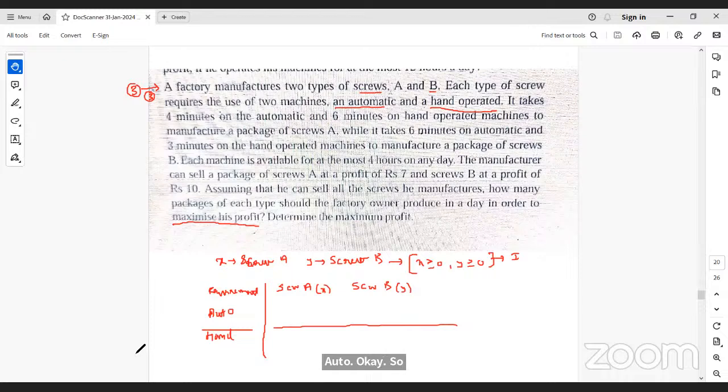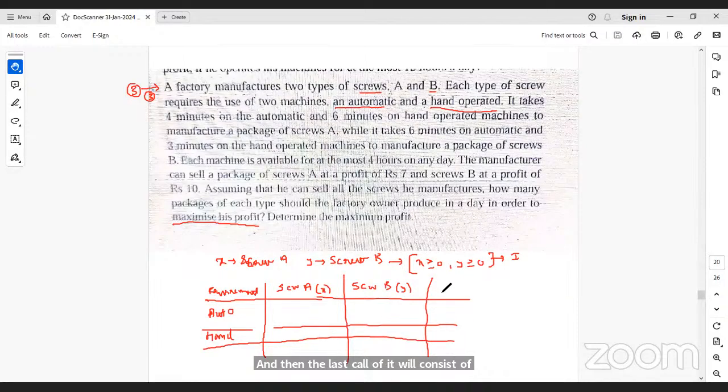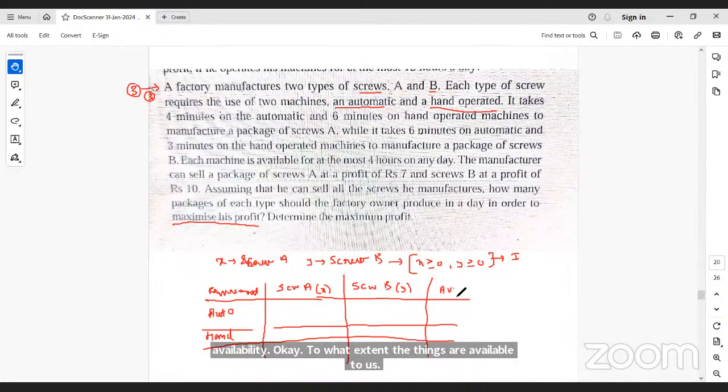By again reading the question, we can fill in the blanks here. Pay attention. We can fill the box here, the required box, with whatever things are there. And then the last column will consist of availability, to what extent the things are available to us.